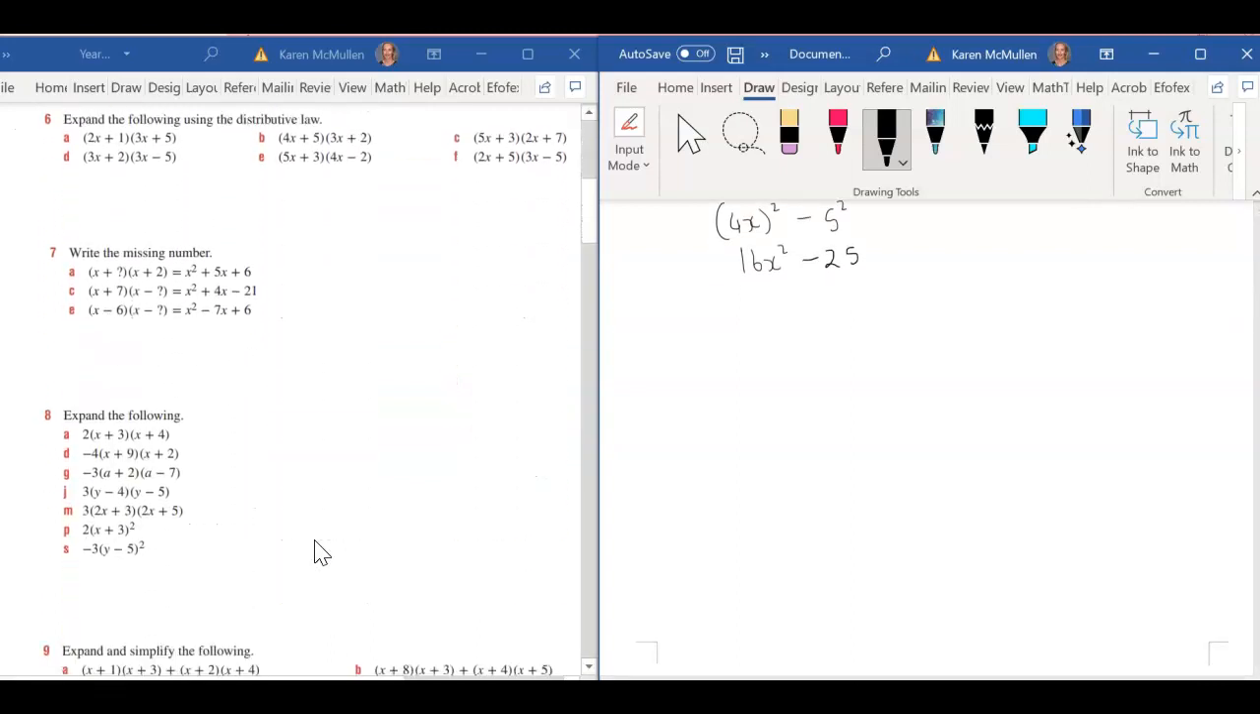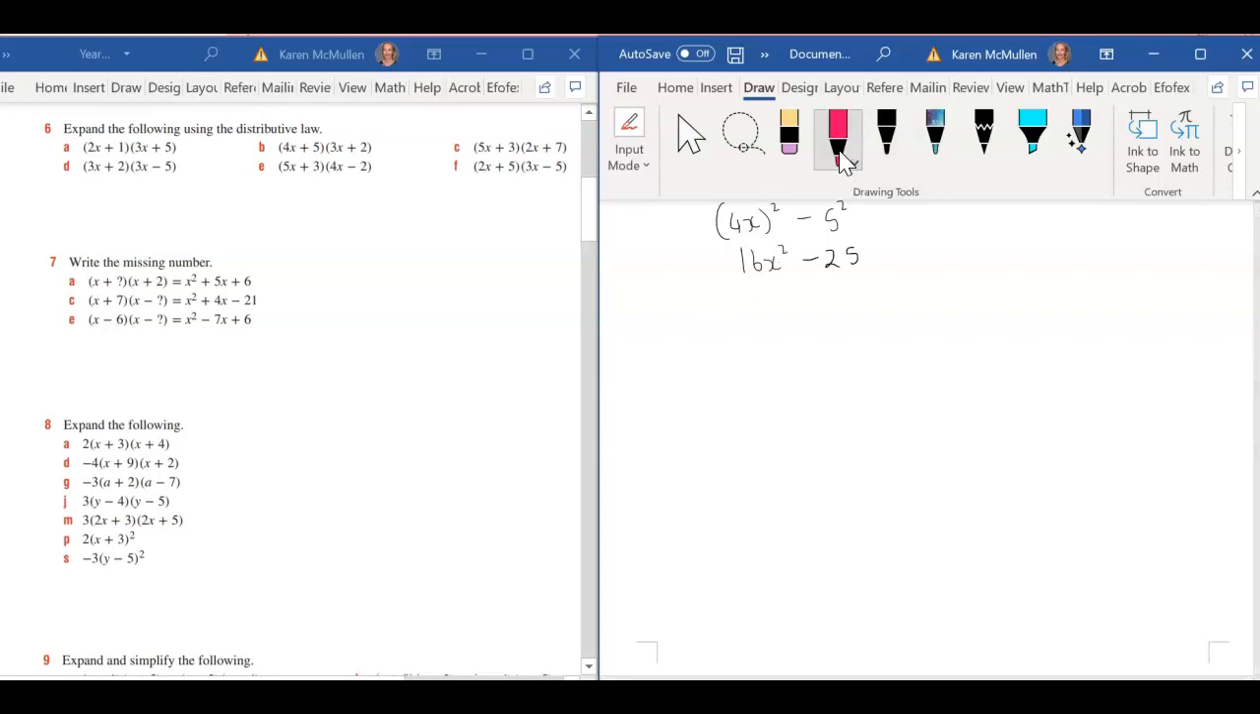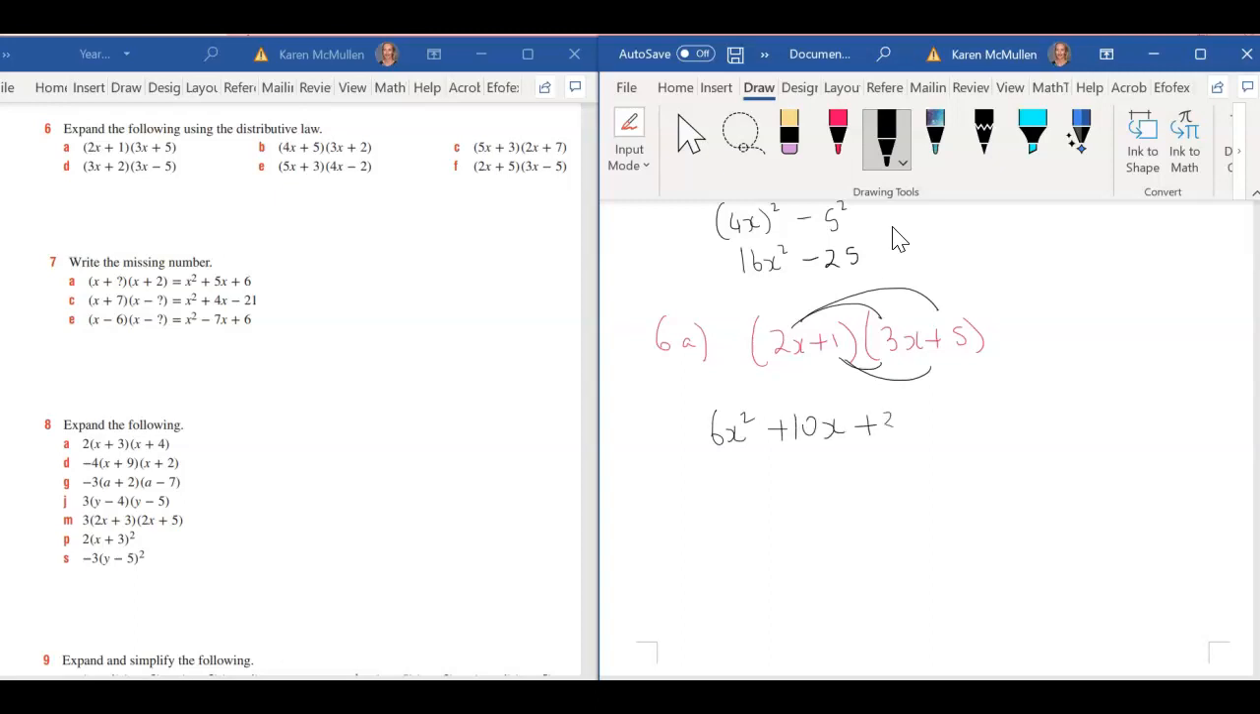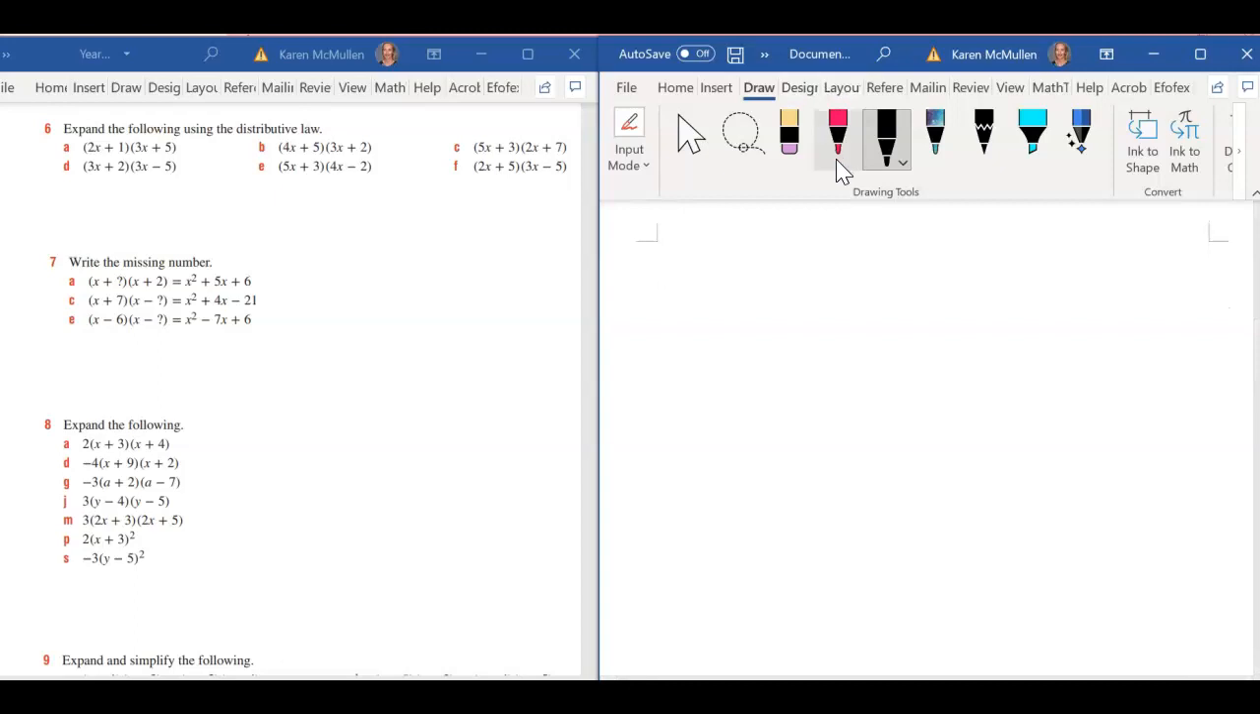All right, moving along. So question 6. Very similar, let's do one of these. Only difference is we've got a coefficient of x. Again, just using FOIL. 2x times 3x is 6x squared. 2x times 5 is 10x. 1 times 3x is 3x, and 1 times 5 is 5. So we're going to end up with 6x squared plus 13x plus 5. Same method.